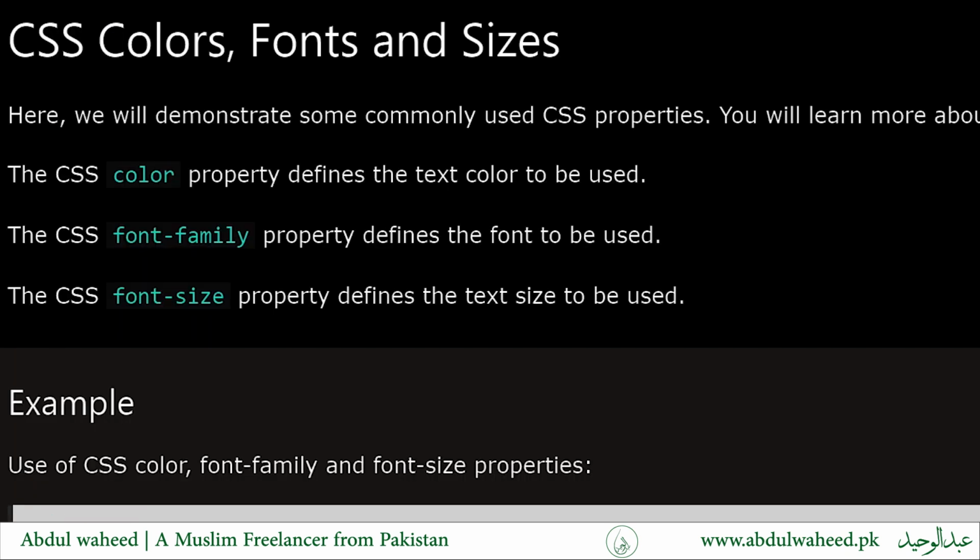Here we will demonstrate some commonly used CSS properties. You will learn more about them later. The CSS color property defines the text color to be used. The CSS font family property defines the font to be used. The CSS font size property defines the text size to be used.